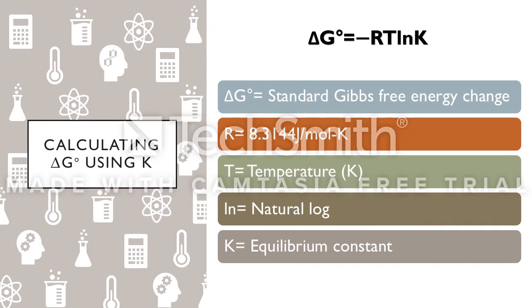You can see that the equation is delta G naught equals negative RT ln of K. Delta G naught is the standard Gibbs free energy change. R is a constant that is 8.3144 joules per mole Kelvin. Temperature is T measured in Kelvin. Ln is the natural log, and we will take the ln of K, and K is the equilibrium constant.